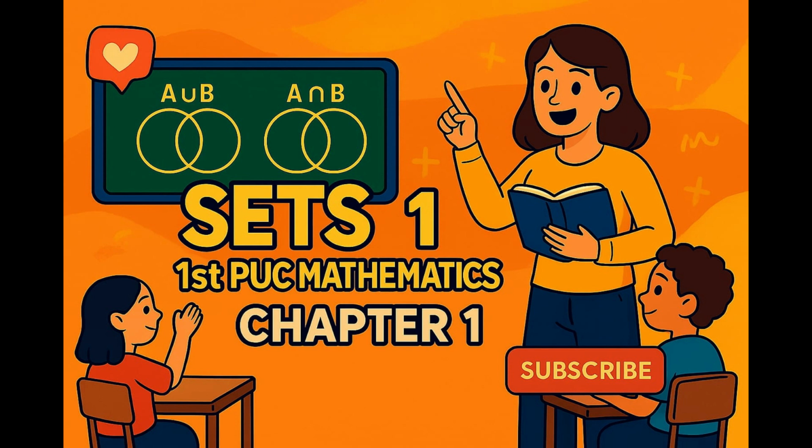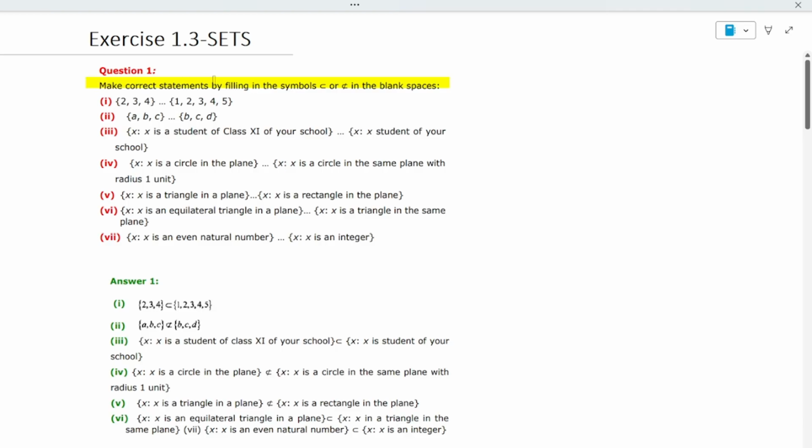Now let's continue with exercise 1.3, where they have asked us to make correct statements by filling the symbol either belongs to or does not belong to in the blank spaces that we are seeing. Now let's discuss the first question.